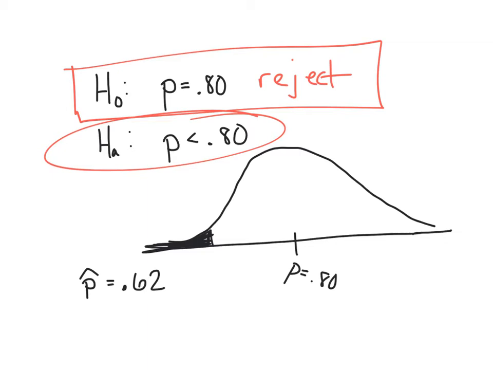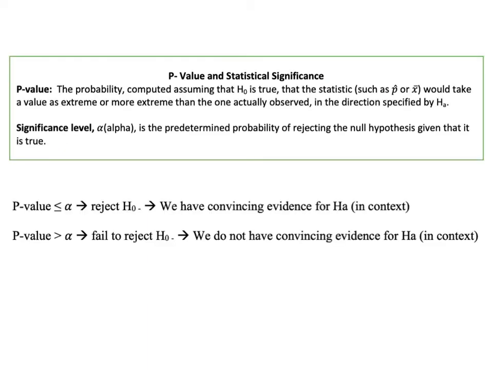So that leads me to our vocabulary words. We're going to look at the p-value and our alpha level. Your p-value is the probability, computed by assuming that your null is true, that the observed statistic, whether it be p hat or x bar, would take a value as extreme or more extreme than the one actually observed, in the direction specified by the alternative. Your significance level, alpha, is that predetermined probability of rejecting the null given that it is true.